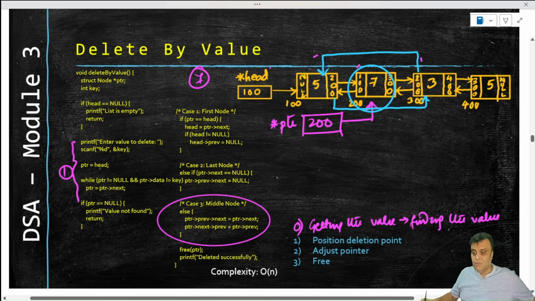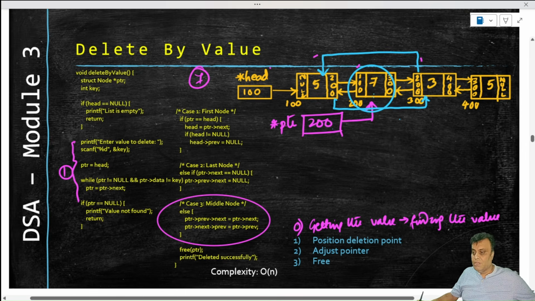So what do we do? We will say pointer. How do we change this? We are at pointer, right? Pointer is 200. So we will say pointer, you have a previous. Pointer, your previous is this. Where is it pointing? 100. So go there. So pointer previous next is what we want to change. Pointer previous next, we will change this to what? Pointer next. So pointer previous next will be changed to pointer next.